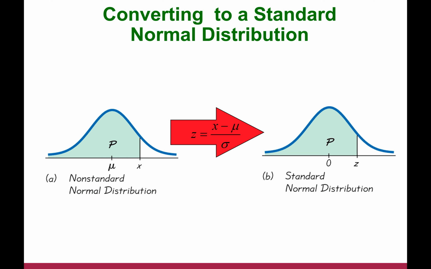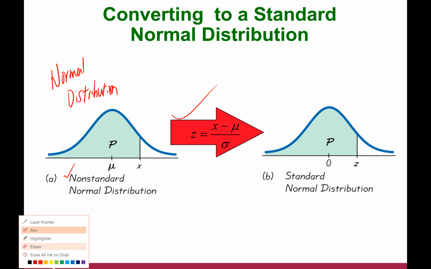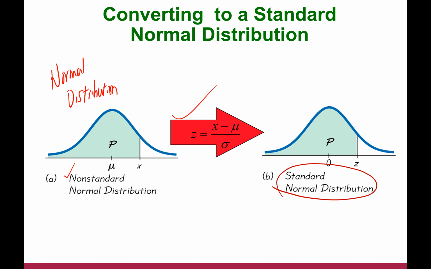Given any normal distribution, we're typically talking about a non-standard normal distribution. You basically just convert it using the z-score formula to a standard normal distribution, and then from there we'll be able to find the probability according to table A2.